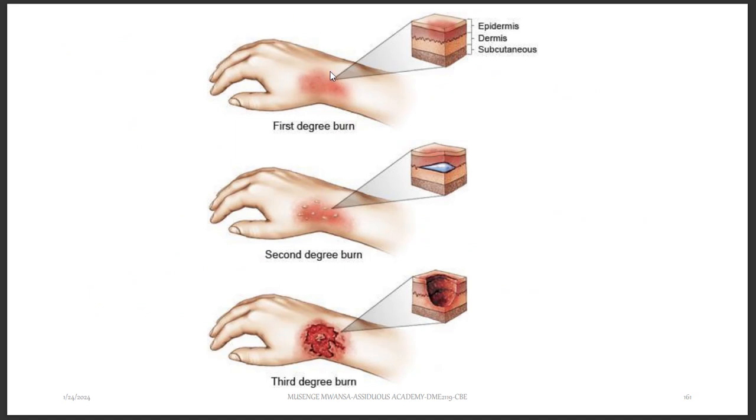So this is the first degree, as we can see. It's only the superficial layer that has been burnt. You can see for the second degree that there are some blisters which you are able to see. And then for third degree, the entire skin has been taken and you're also going into the penetrating tissue there.